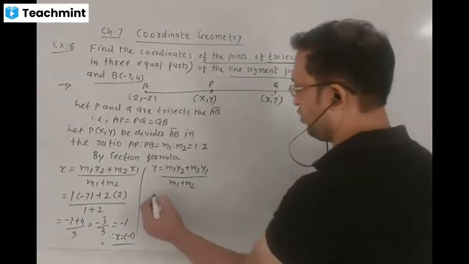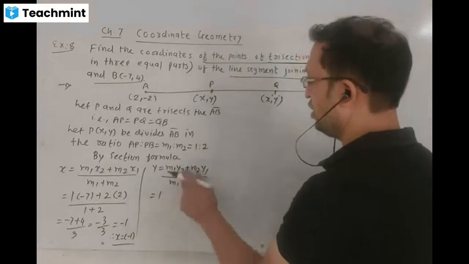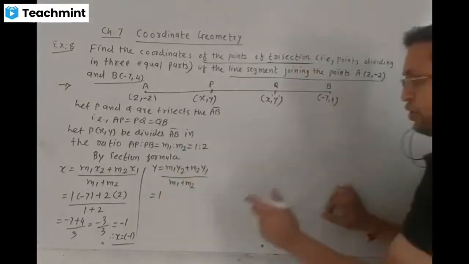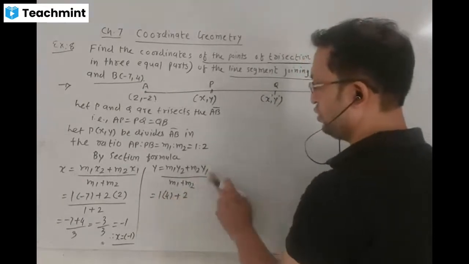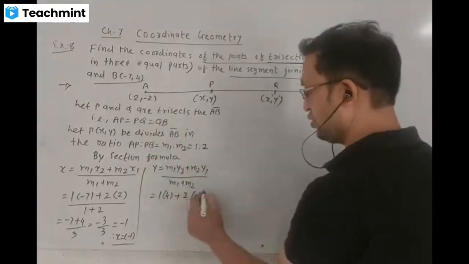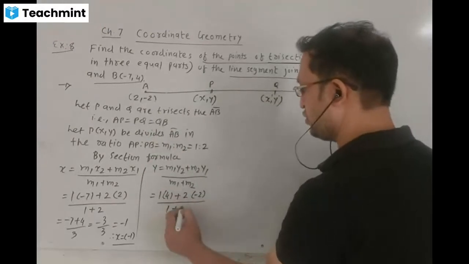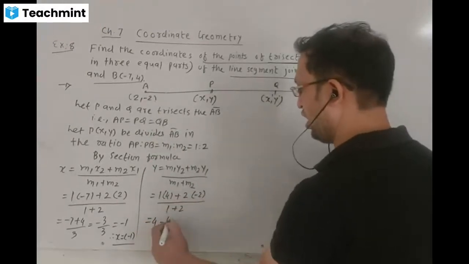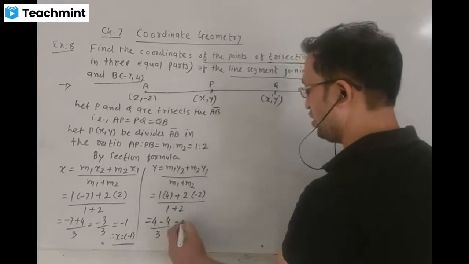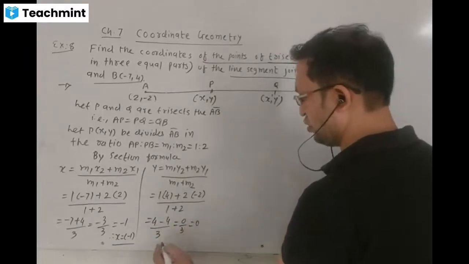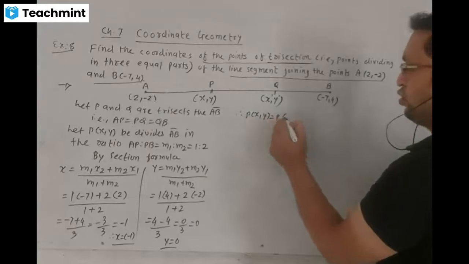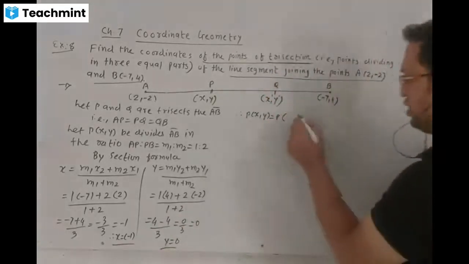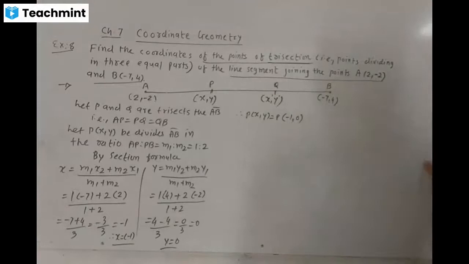Similarly, put the values in y. m1 is equal to 1, y2 is equal to 4, so 1 into 4, plus m2 that is 2, y1 that is -2, divided by 1 plus 2. That is 4 minus 4 divided by 3, 0 divided by 3, which is equal to 0. Therefore, y is equal to 0. Therefore the coordinates of P(x, y) are x equal to -1 and y equal to 0.